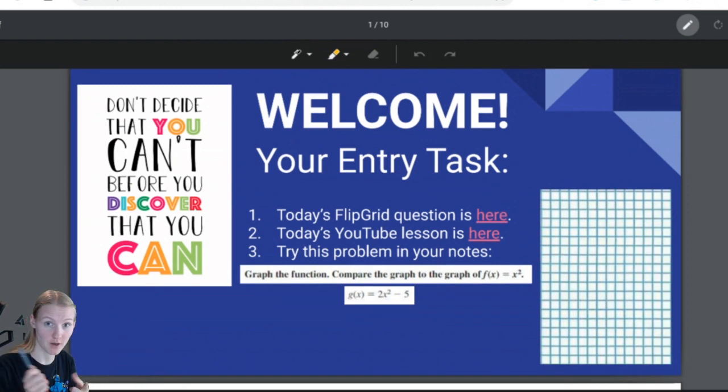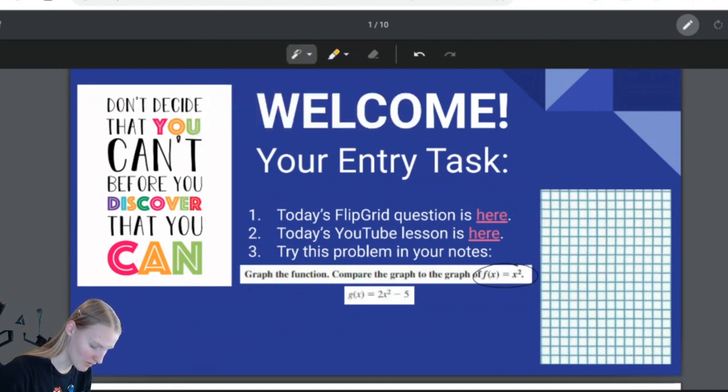Now pause the video. Pause it. And try that problem in your notes. Then unpause it and check your answer with me. Okay, graph the function, just like we did last time. We're gonna graph this bad boy, but first we're going to compare it to the graph of f of x equals x squared. So first, let's graph x squared, shall we?